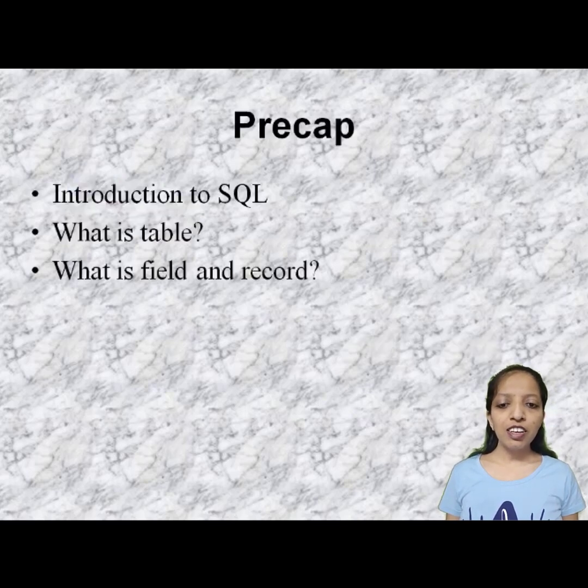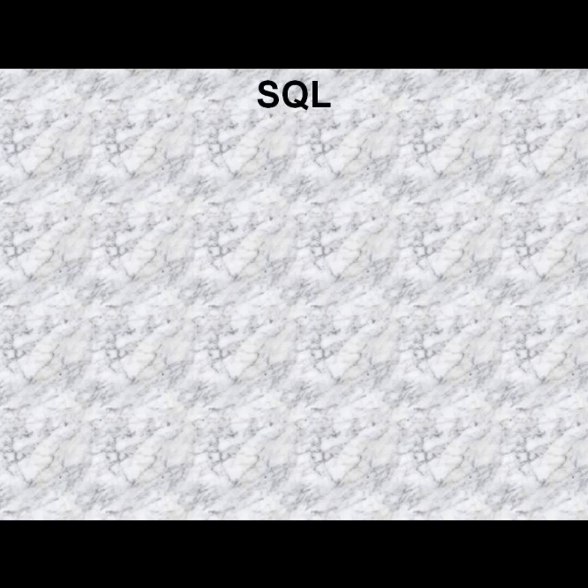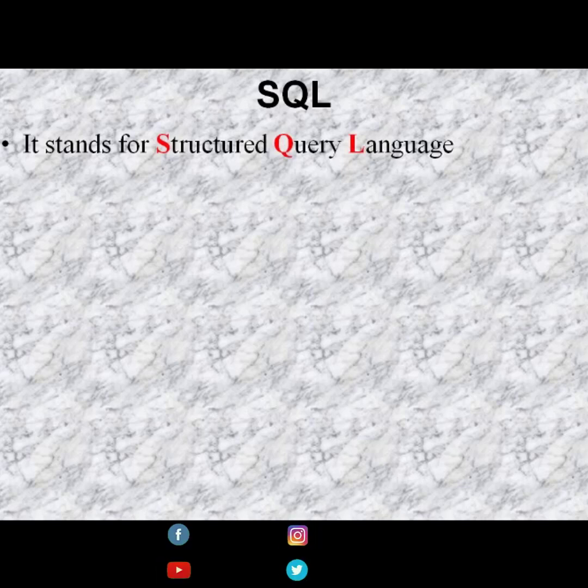Today we will see what is SQL, what is called a table and what is called a record and field. Let's start with SQL. It stands for Structured Query Language. That means it is a language to communicate something to the computer, to communicate our queries to the computer in a particular structured format.